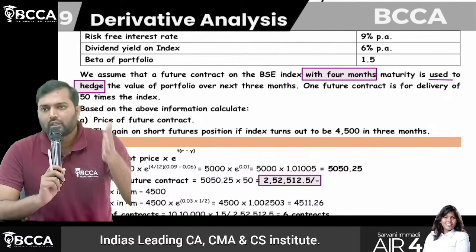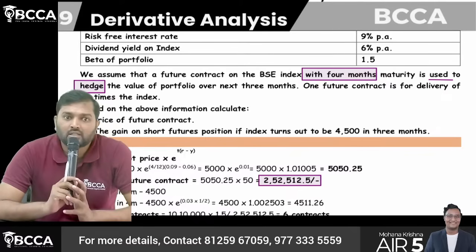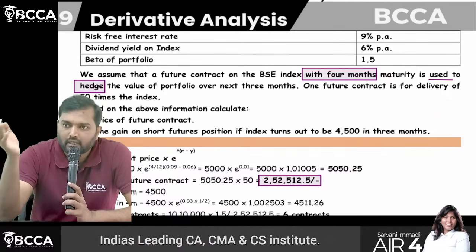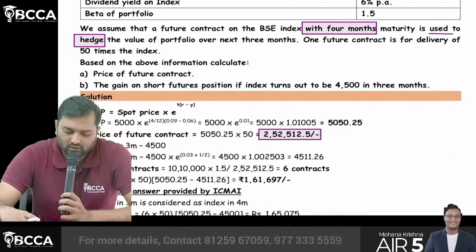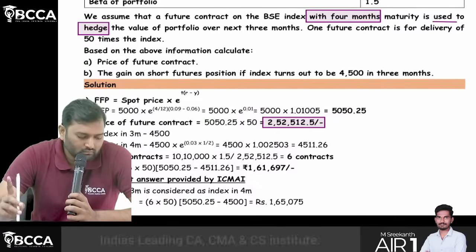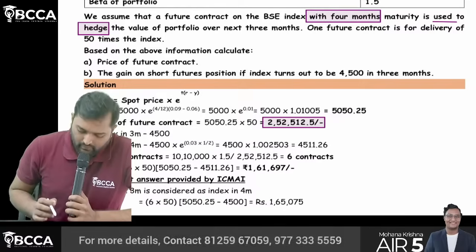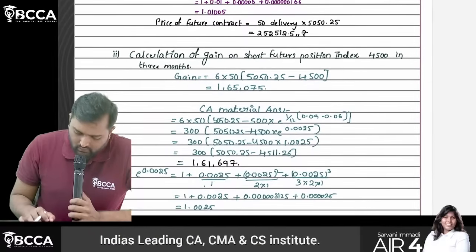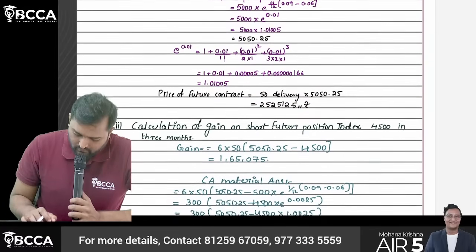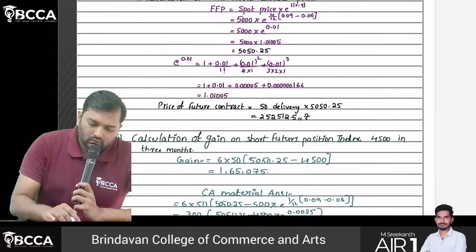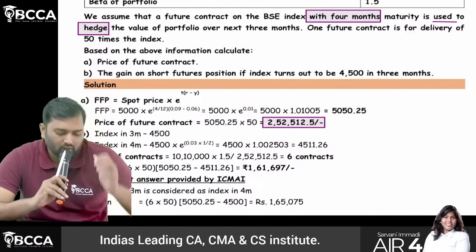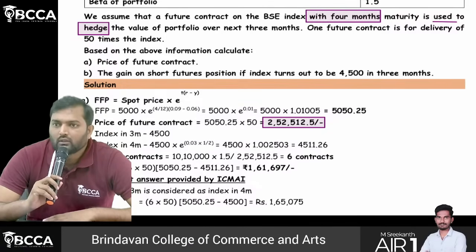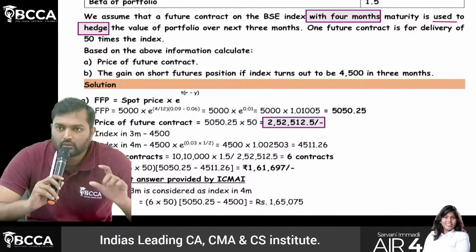Hedge means already we have a portfolio of 10 lakh 10,000. Already we have a portfolio of 10 lakh 10,000, so on the index we take a short position. Yes or no? How many contracts are we going to take a short position in? 10 lakh 10,000 into beta. What is beta? 1.5. 10 lakh 10,000 into 1.5, that is 15 lakh 15,000, divided by 2 lakh 52,512.5. 6 contracts. Nothing but we take a short position for 6 contracts.